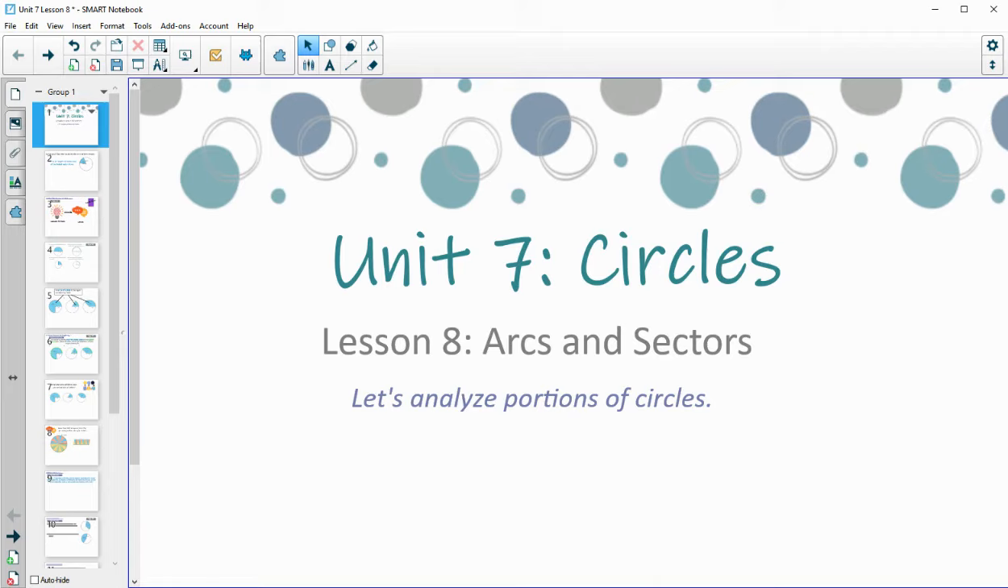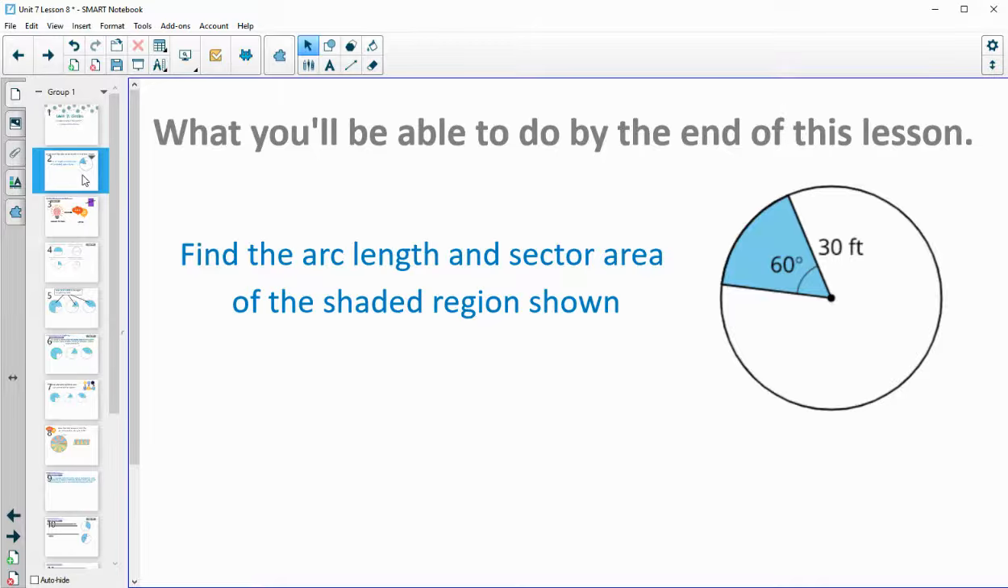In this video, we are going to look at Unit 7, Lesson 8, which is about arcs and sectors. So we're going to analyze portions of circles. By the end of this video, you will be able to find the length of the arc and the area of the sector created by this shaded region.